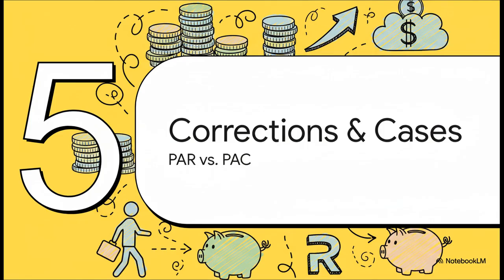Okay, let's talk about one of the most common mistakes I see students make. The tax world loves its acronyms, and here we have 2 that are dangerously similar, PAR and PAC. Pension Adjustment Reversal versus Pension Adjustment Correction. They sound alike, but I promise you they are totally different animals, used in completely different situations. Let's get this straight right now so you don't mix them up.